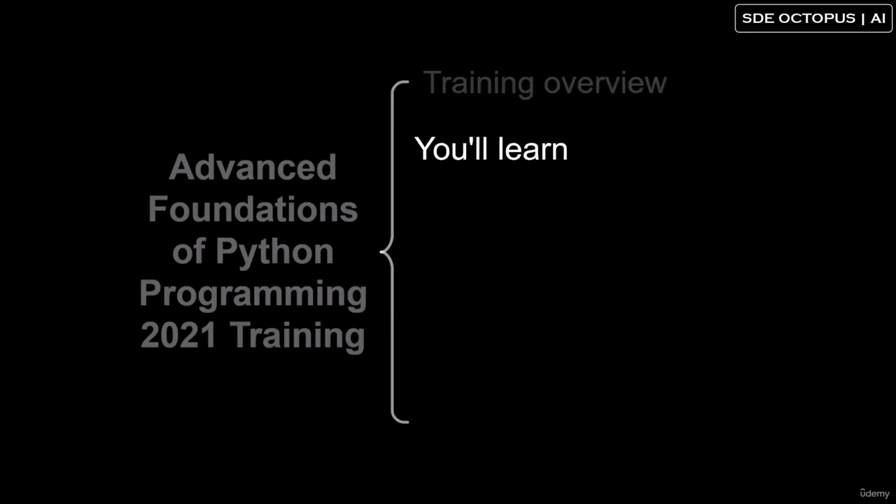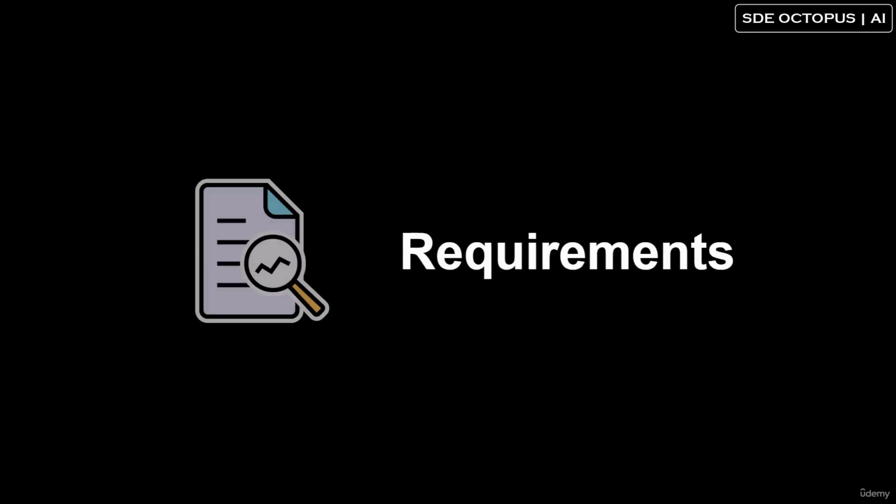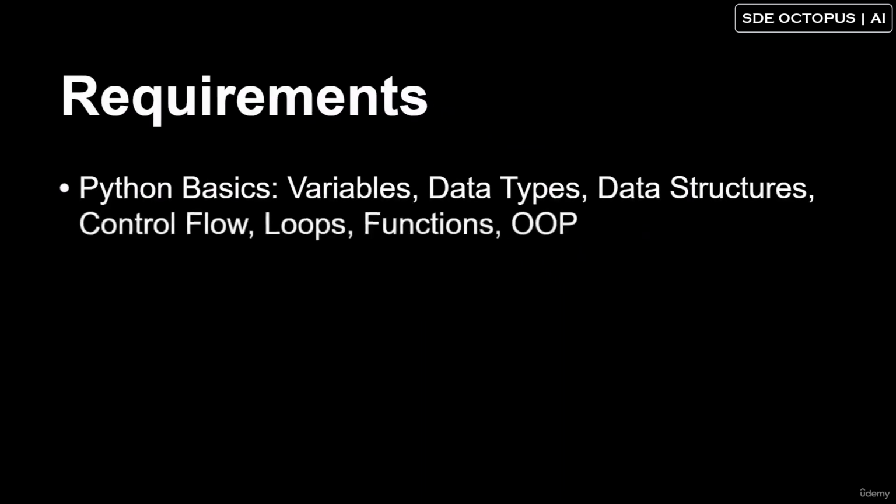Now it's time to talk about the requirements to take this course. The first requirement to take this course is the Python programming language basics like variables, data types, data structures, control flow using conditional statements and loops, also functions and object-oriented programming concepts like classes and objects. This is the first requirement to take this course.